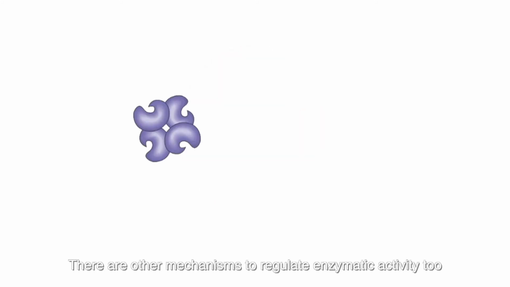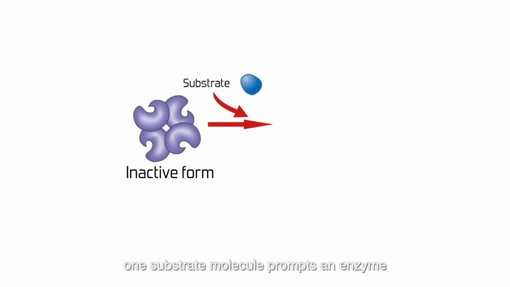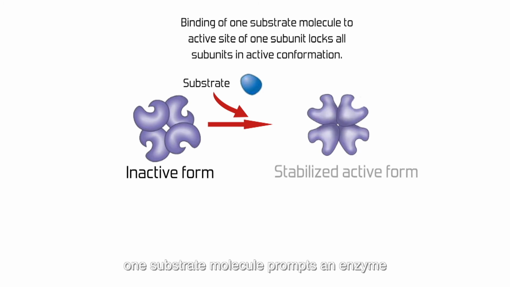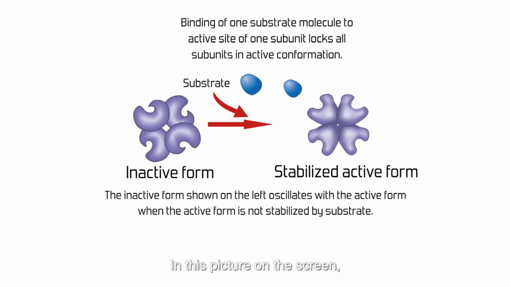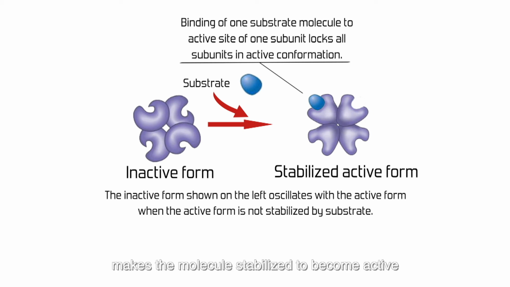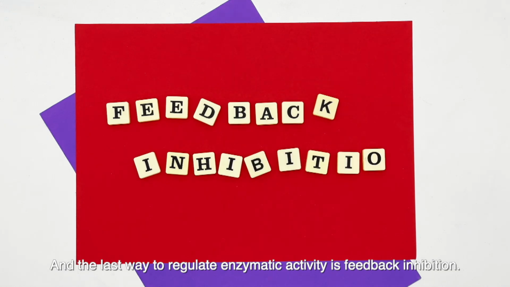There are other mechanisms to regulate enzymatic activity too. One mechanism, called cooperativity, amplifies the response of enzymes to substrates. In this mechanism, one substrate molecule prompts an enzyme to act on additional substrate molecules more readily. In this picture on the screen, the binding of one substrate makes the molecule stabilize to become active and capable of binding more substrates.